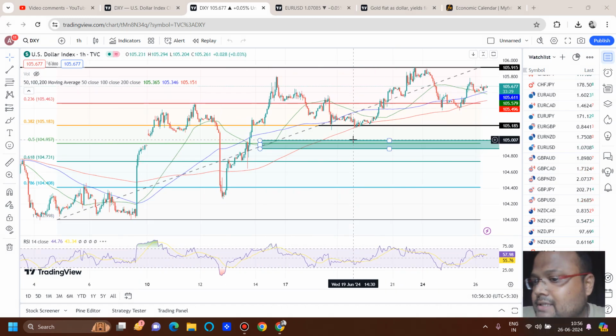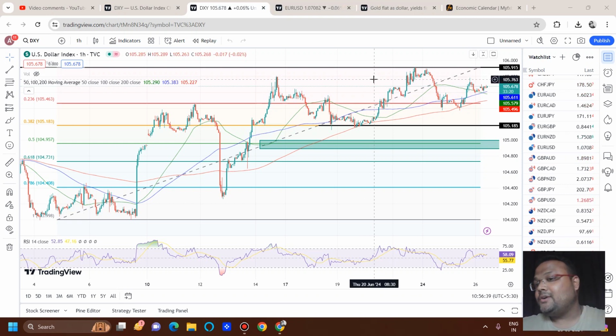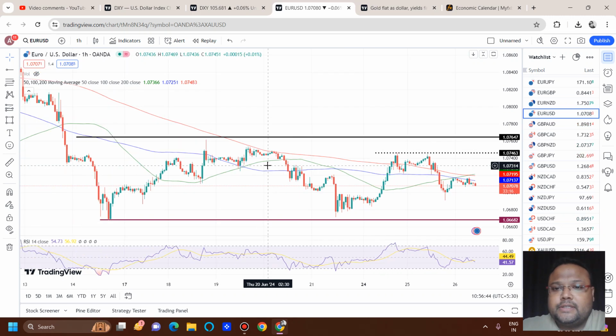And as we have already discussed in our previous videos, if DXY really wants to continue the upside, it needs to cross 106 and sustain above it. Let's wait and watch. Now, Euro USD.